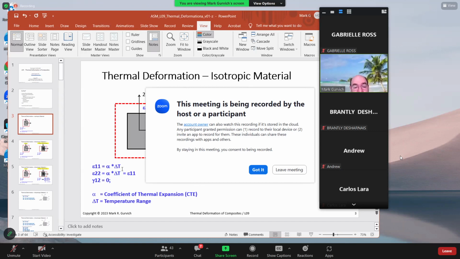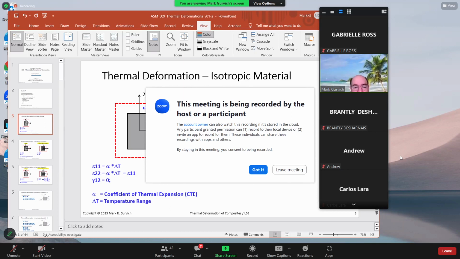So strain in direction 1 will be alpha multiplied by delta T. Strain in direction 2 will be alpha multiplied by delta T. And because alpha is the same in all directions, it's easy to see that strain in orientation 1 and strain in orientation 2 are the same. This is the reason I wrote here epsilon sub 2 is equivalent to epsilon 1.